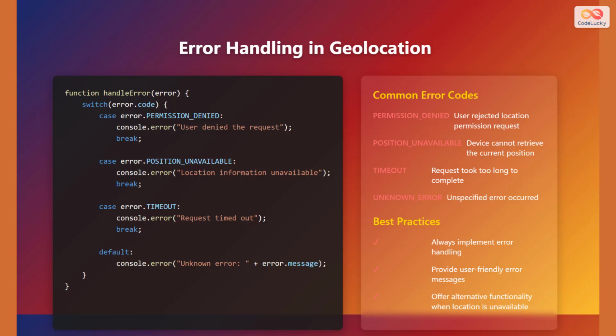Common error codes in geolocation include permission denied, which occurs when the user rejects the location permission request. Position unavailable, which means the device cannot retrieve the current position. Timeout, which indicates the request took too long to complete. Unknown error, which signifies an unspecified error occurred. Best practices for error handling include always implementing error handling, providing user-friendly error messages, and offering alternative functionality when location is unavailable.